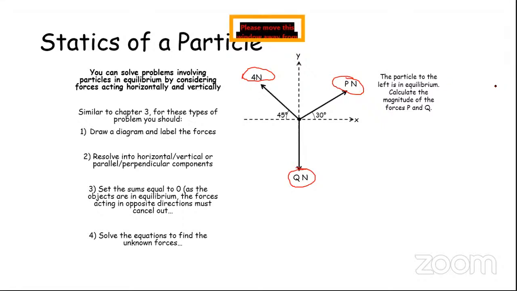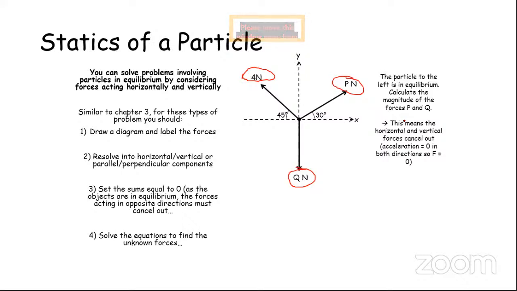So we're saying for the particle to be left in equilibrium, we calculate the magnitude of the forces P and Q. This means the horizontal and vertical forces cancel out, and in brackets, acceleration is equal to 0 in both directions. So the resultant force is also equal to 0. When we begin with the P newton force, it has a vertical and horizontal component. The horizontal is on the x-axis and the vertical is on the y-axis.